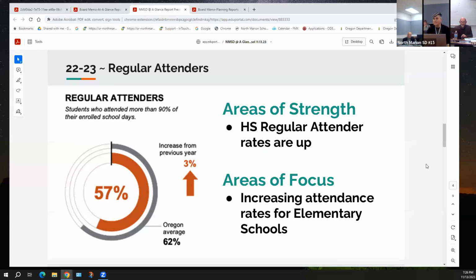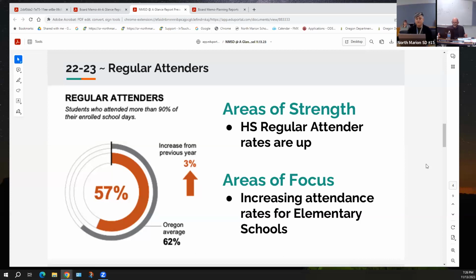So the next part of the report card you see are the actual graphs that are demonstrating the different areas of measurement that we have from the state. The first is our regular attenders. As you can tell from that data from before, we did see an increase this last year, and we know that our high school was actually at or above the state average, and it was the combo of our high school scores connected with our elementary scores that brought it below the state average, and we are anticipating above the state average at this point.